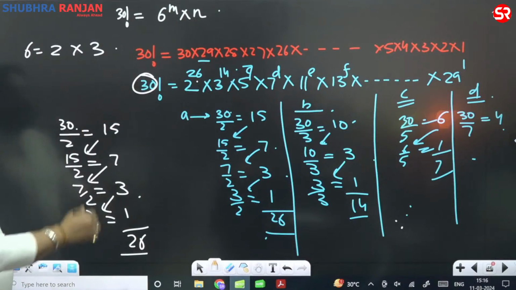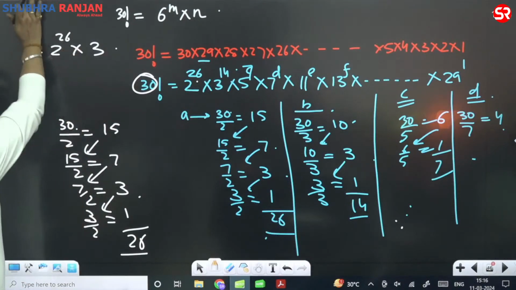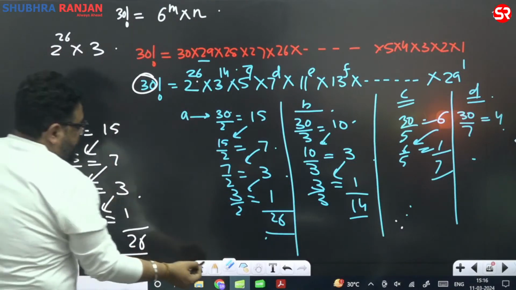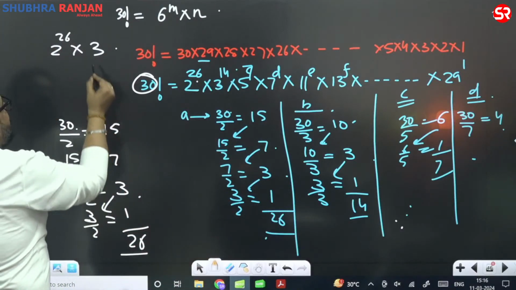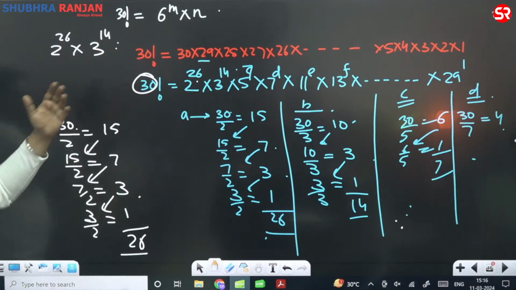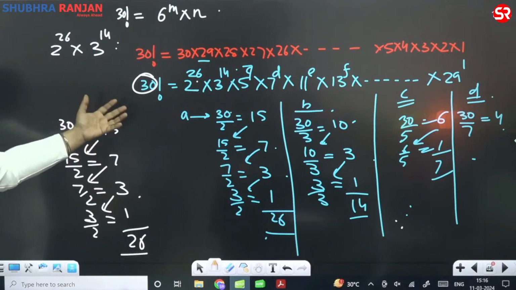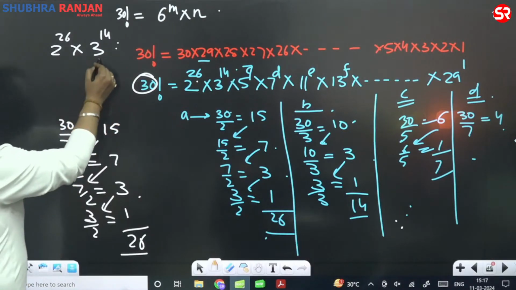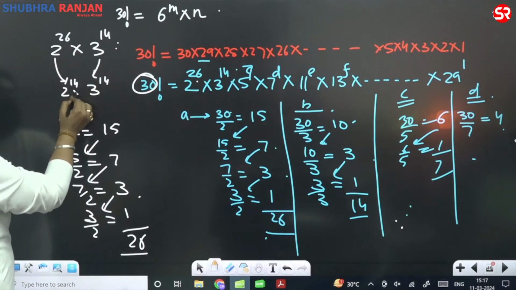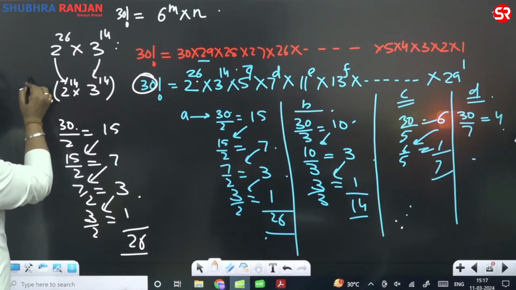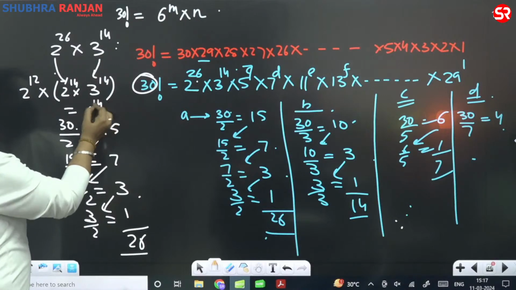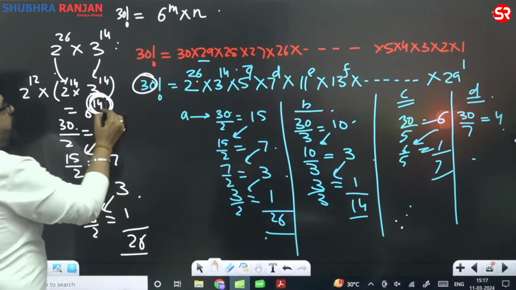How many powers of 2 do we have? 2 has 26 powers, isn't it? And how many powers does 3 have? 3 has 14 powers. This is what we have in 30 factorial. How would a 6 be formed? 6 would be formed when 3 to the power 14 combines with 2 to the power 14, and the remaining 2 to the power 12 would be here. This would give you 6 to the power 14. So what is the maximum value of m? 14.